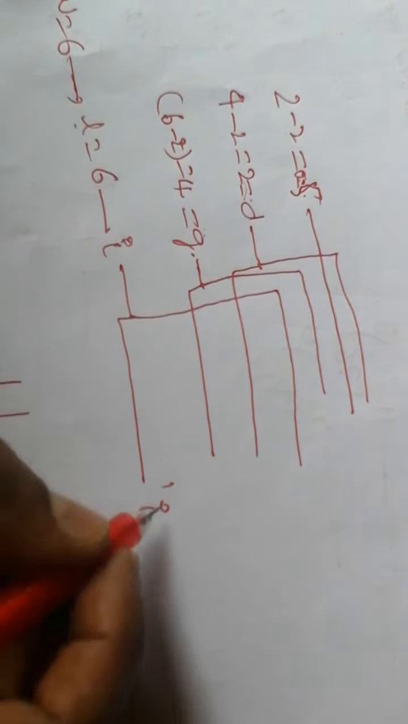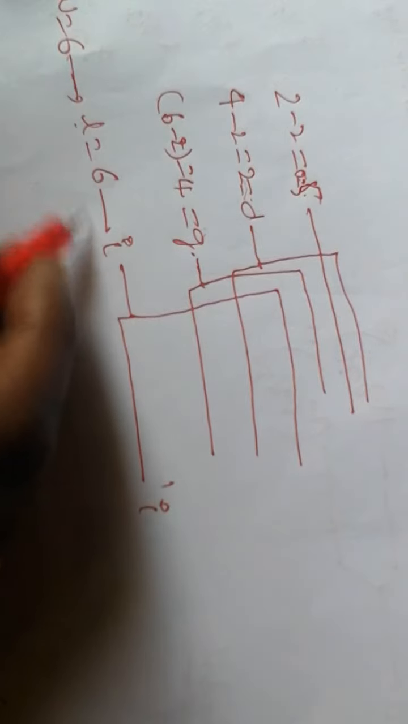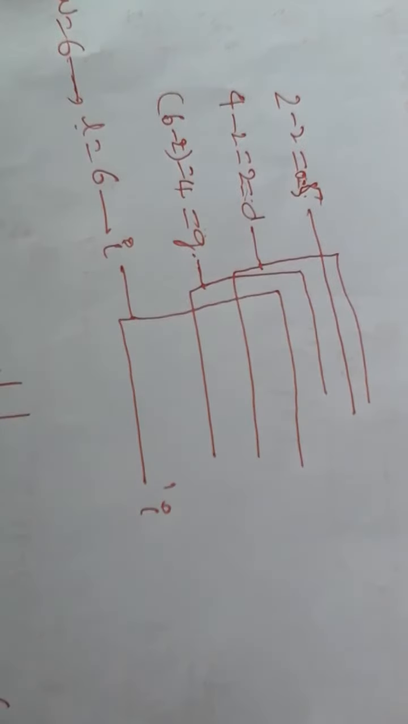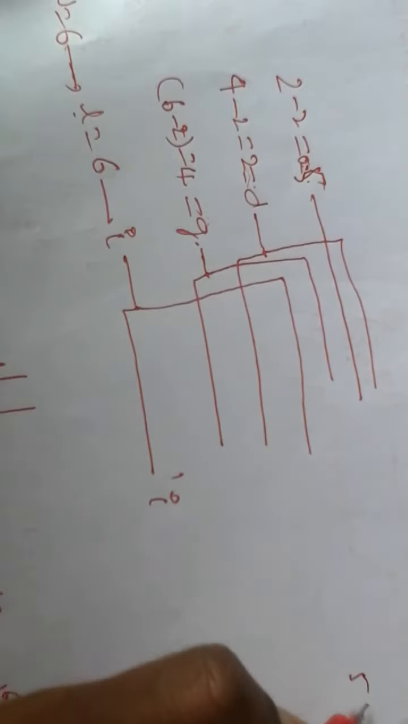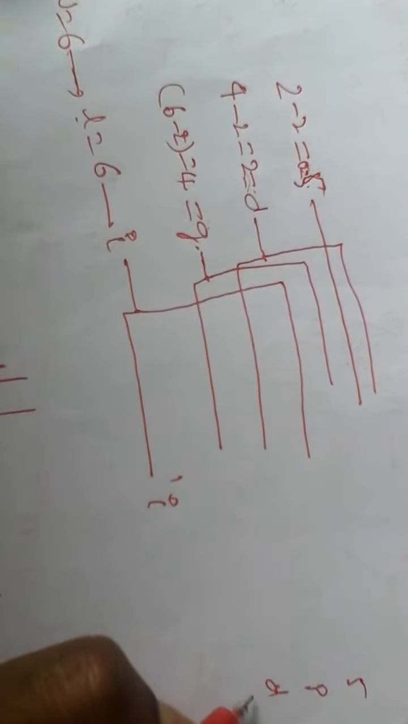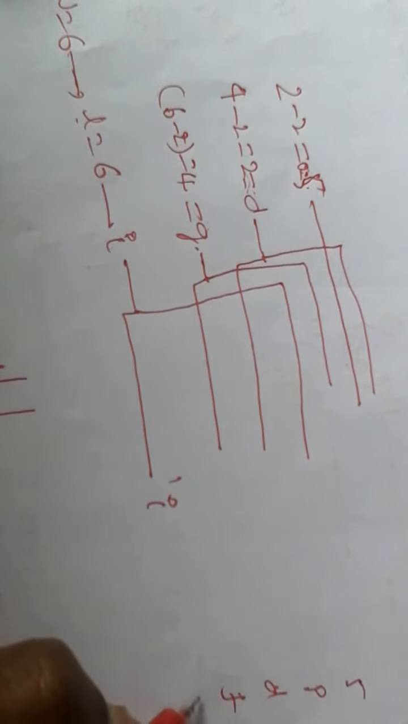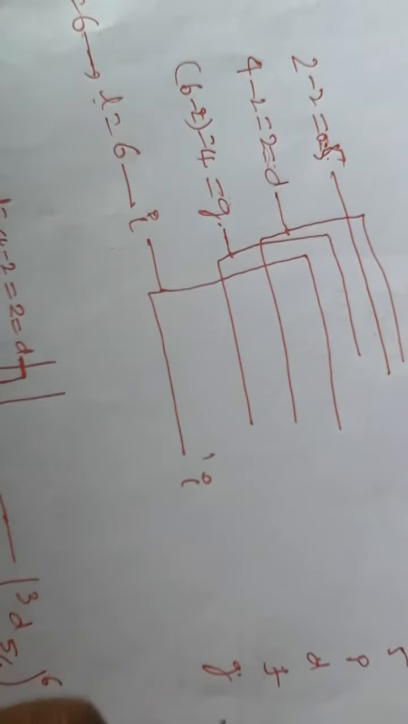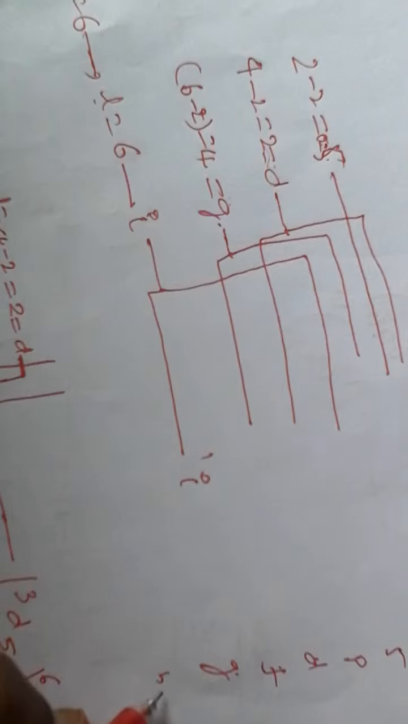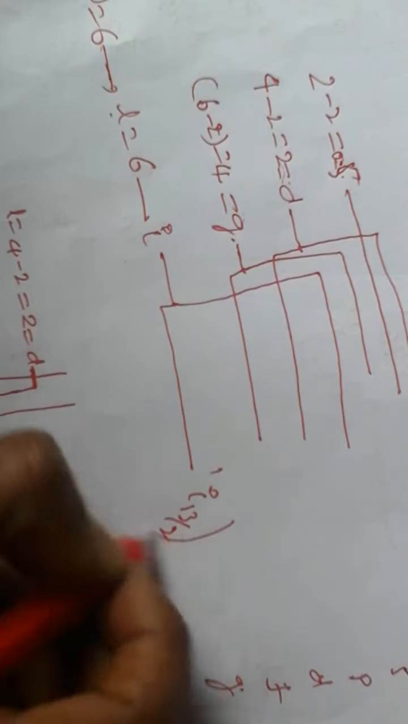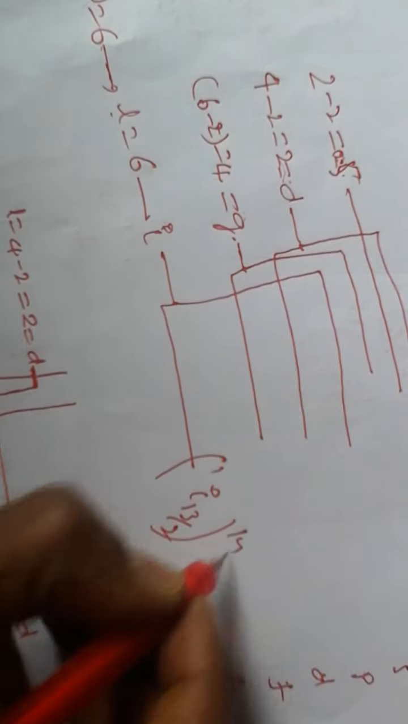I first time, 6 is there. I means S, P, D, F. S is 1 by 2, P is 3 by 2, D is 5 by 2, F is 7 by 2, G is 9 by 2, H is 11 by 2, I is 13 by 2. So 13 by 2 whole power of 14.